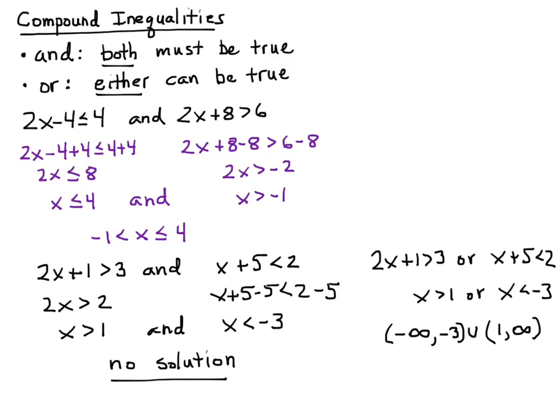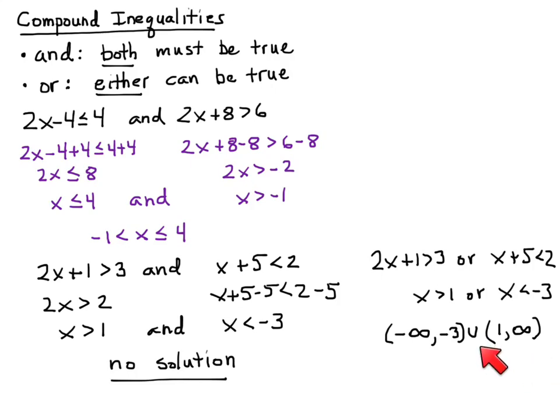Now, if I did or, though, it's very well possible that we have both true, or that either one can be true at any given time. Not both of them, but one of them. For example, let's say we choose a number, -4. Well, -4 is less than -3, so that side works. If we say x is 10, well, x is greater than 1, so that's true. Now, the way we notate that is that we put two intervals, and we make this the union.